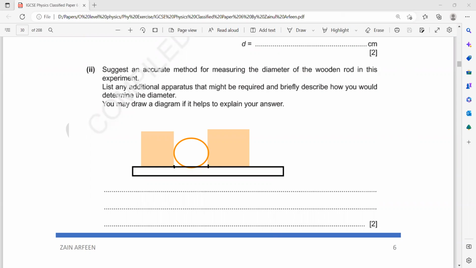So how you will score the mark, like how you can measure. You can take two blocks, measure the gap size, like this gap you will measure by using a ruler or the scale, and this gap size will be equal to the diameter. And whenever an experiment is done, you should always mention repeat. So we will use the rod between the two blocks, and we will measure the gap and repeat the experiment to take an average.